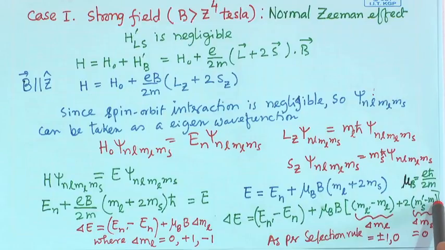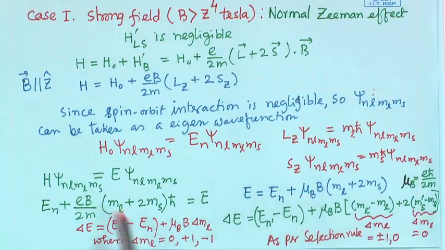So this term, m s dash minus m s, will not contribute. Only transitions with del m s equal to 0 are possible, so this term we can put as 0. So ultimately our expression will be del E equal to E n dash minus E n plus mu b B del m l, where del m l equals 0, plus 1, minus 1.